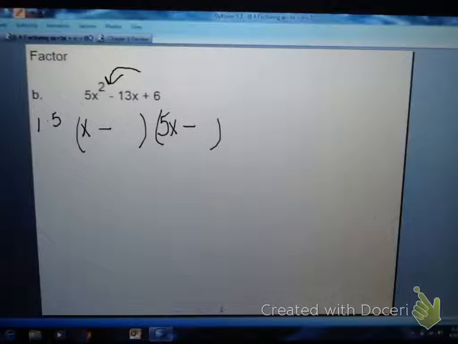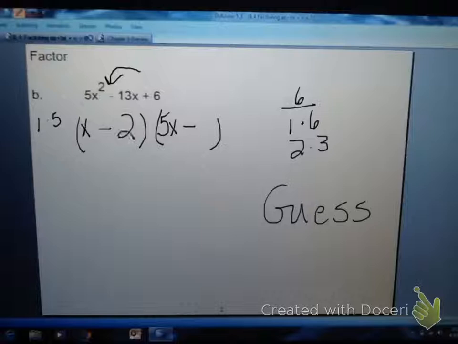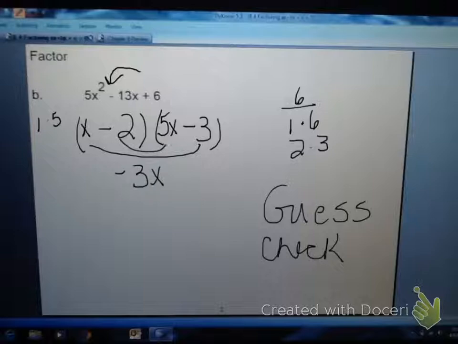Now, we need to list the factors of 6. 1 times 6 or 2 times 3. Now again, I am just guessing. I am going to try the 2 and the 3. Now after I guess, I am going to check. Check, your outside term is a negative 3x, and your inside term is a negative 10x, which is negative 13x, and that is your middle term.